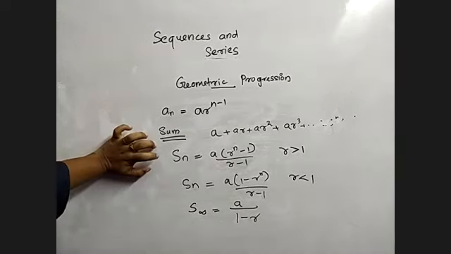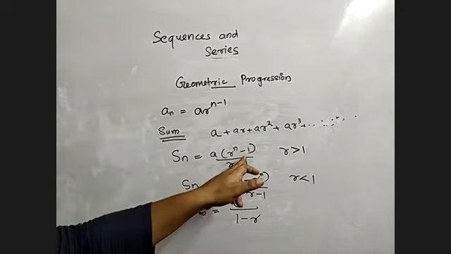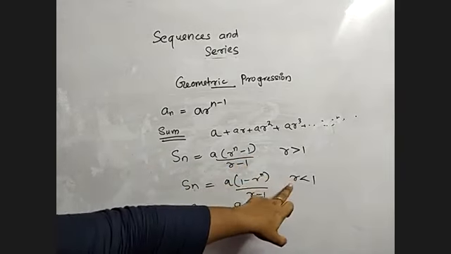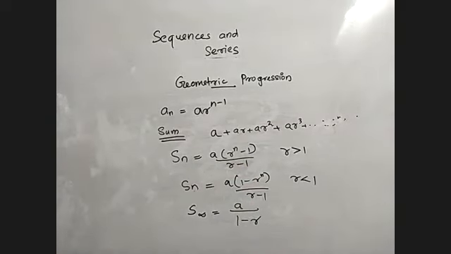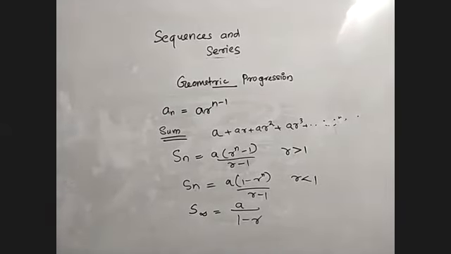What is the sum of a geometric progression? Sn is equal to a into (r raised to n minus 1) by r minus 1. If r greater than 1 or r less than 1, this is the condition. If they ask to find it for an infinite series, it is S infinity is equal to a by 1 minus r. Okay.